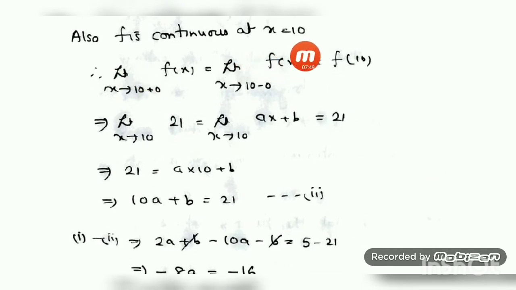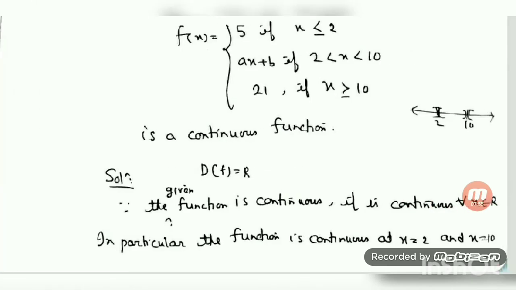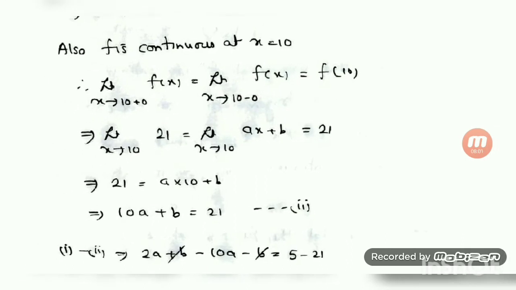So I can write down what? Limit x tends to 10 f(x) equal to f(10). Again you see in the question, for greater than 10 and less than 10 the function is defined in two different ways. That's why here I have separated right hand and left hand limit. So limit x tends to 10 plus 0 f(x) equal to limit x tends to 10 minus 0 f(x), that is equal to f(10).